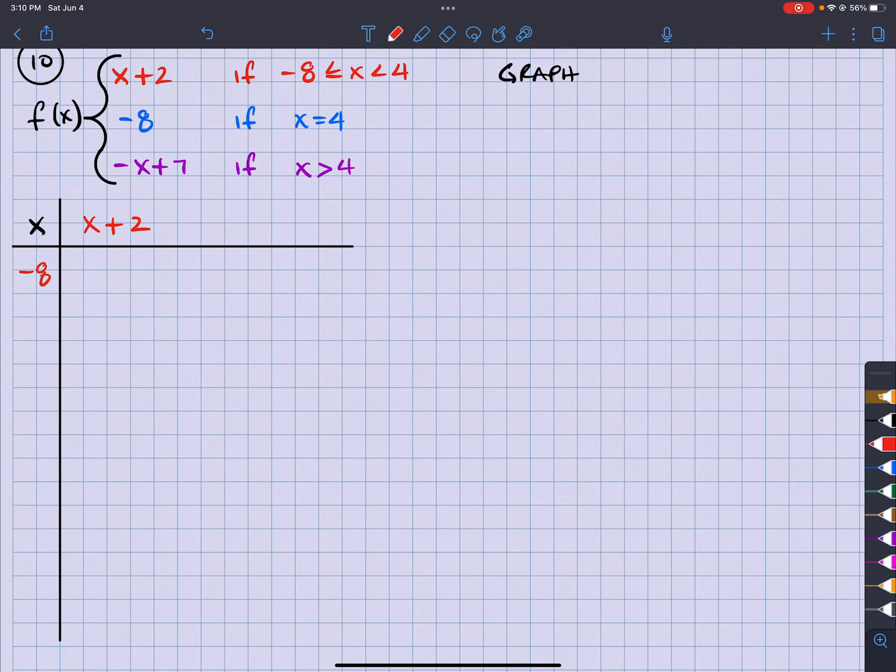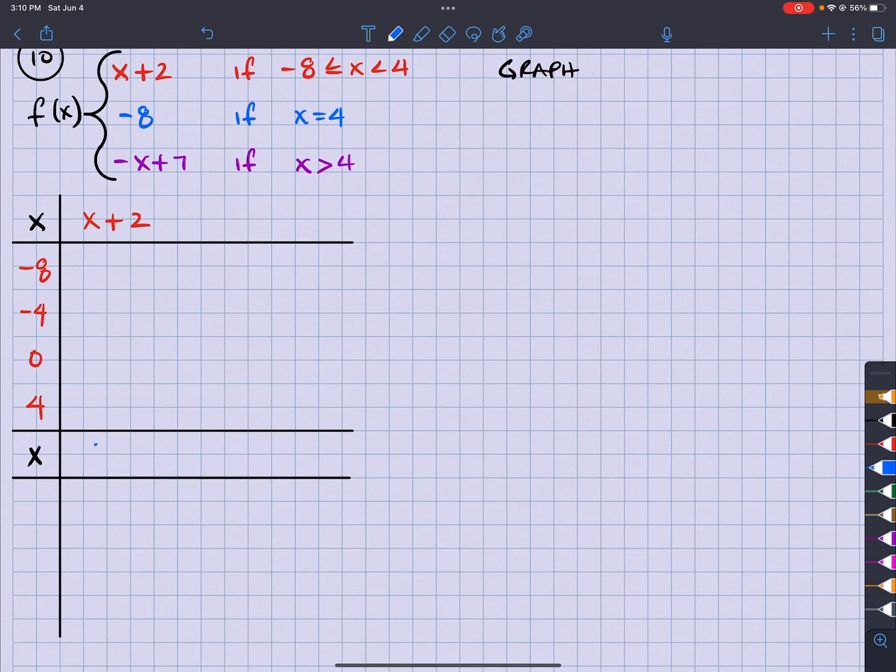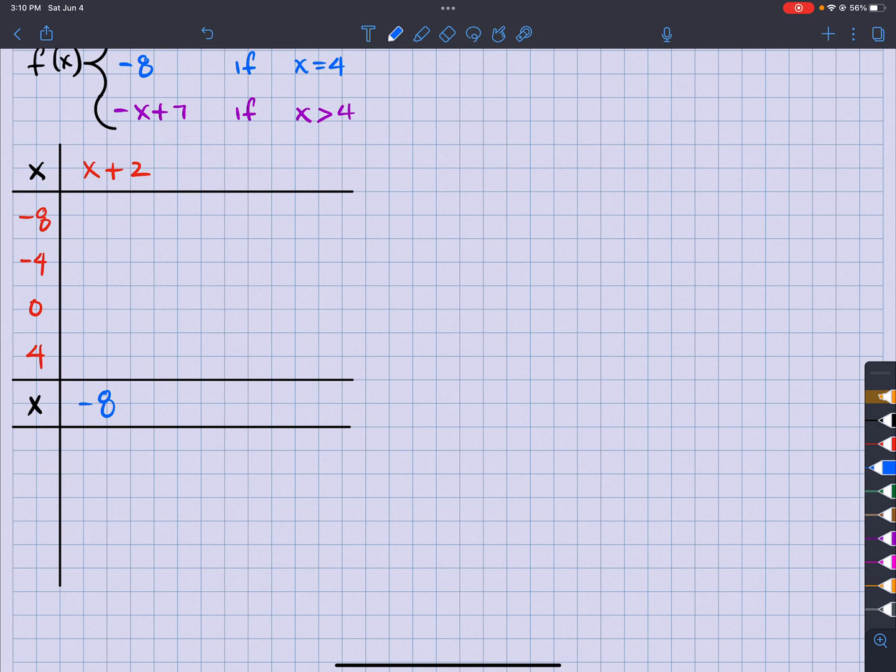Let's do -4, then 0, then 4. Okay. And then what I'm going to do is, again, this is my x, but I'm going to do it for -8. The second equation, the blue equation, right? And that is going to be at 4. And there's only one thing there. It's just going to be 4. So I'm done with that one.